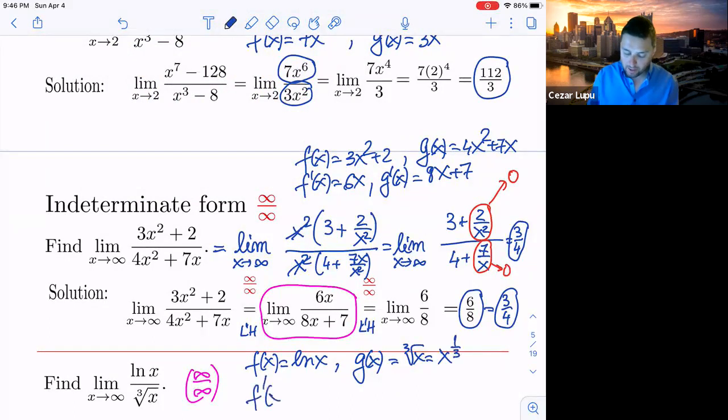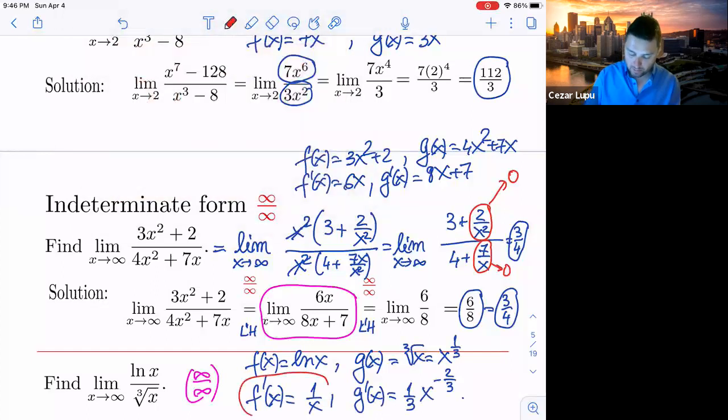So f prime of x is 1 over x, and g prime of x, if we compute this, would be 1 over 3 times x to the negative 2/3, right? So these are the two derivatives of these functions. So let me just box this one.